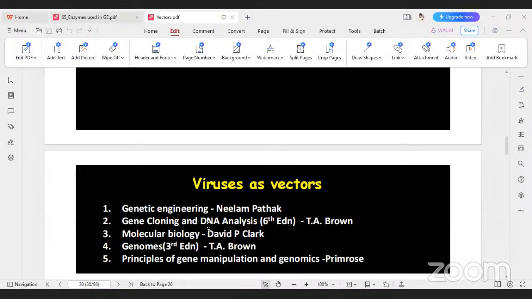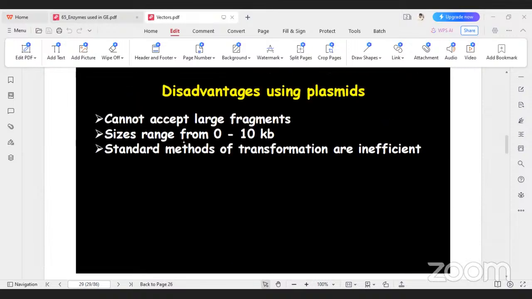There are different types of plasmids given: the F plasmid, the R plasmid, the col plasmid. So they are the different types of plasmids.